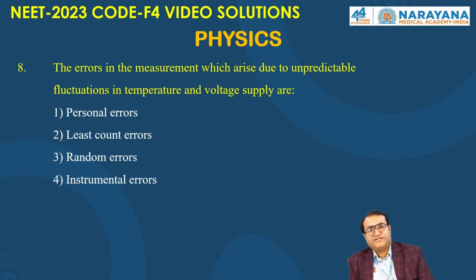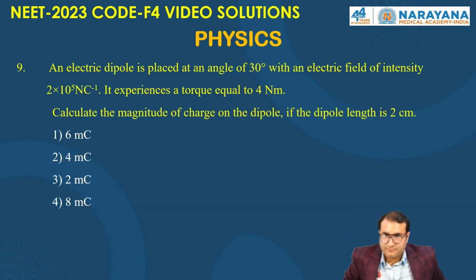Now question number 8. The errors in the measurement which arise due to unpredictable fluctuations in the temperature and the voltage supply are random errors, that occur randomly. Sudden fluctuation in temperature, sudden voltage change, sudden change in moisture. All these errors are random errors. So option 3 is correct for question number 8. Question number 9.